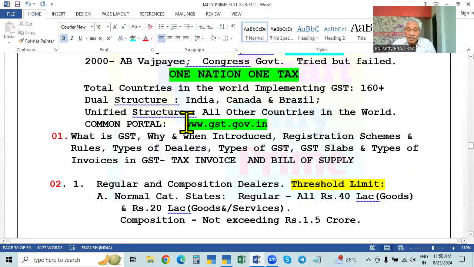They have to get registration in this portal. Every work is to be done in this portal. In this portal, we have to get registration. Okay. So registration, we have to get.